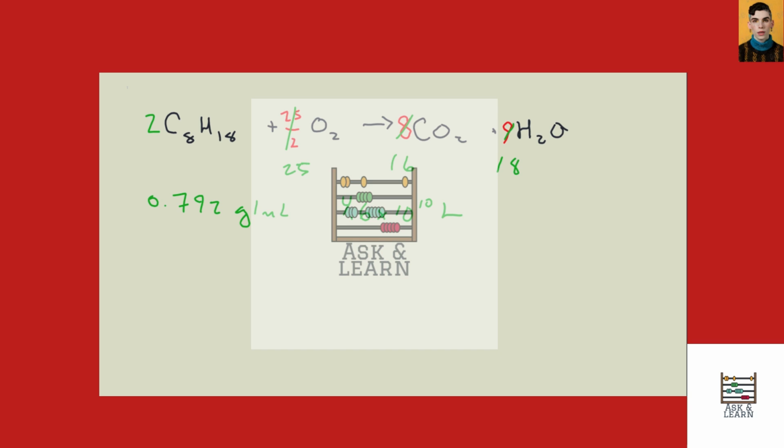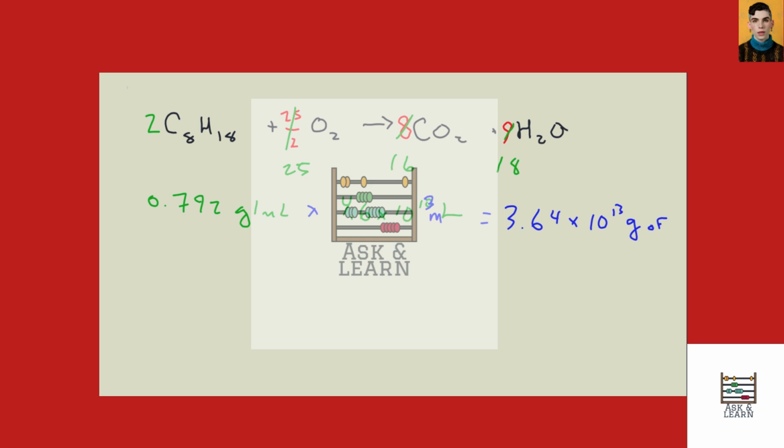So what we're going to need to do here is, actually, let's convert the liters here into milliliters. So we're going to do 4.6 times 10 to the 13th milliliters. So 0.792 grams per milliliter times 4.6 times 10 to the 13th milliliters. And this is to figure out how many grams of C8H18 we have. So let's multiply this out.